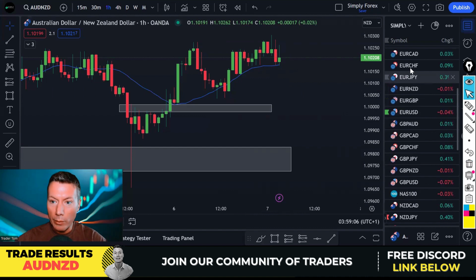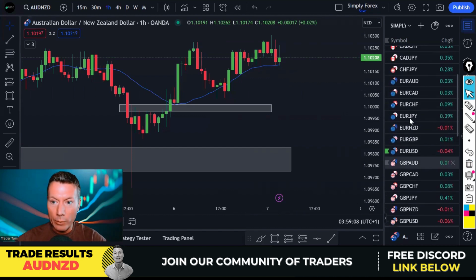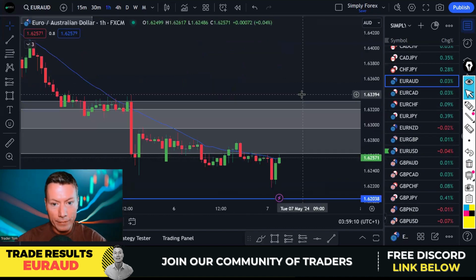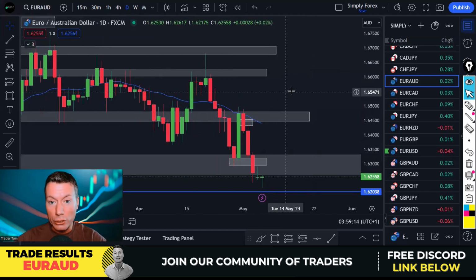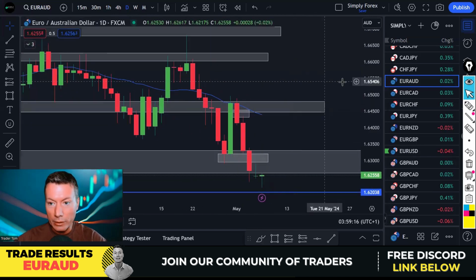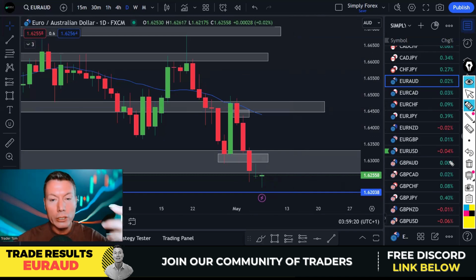I was also looking at Euro Aussie dollar, because if you remember rightly, we were looking at Aussie dollar strength. And this one just wasn't as good a setup as Aussie dollar, New Zealand dollar. Because they're all highly correlated, they're all Aussie dollar strength, so I just chose the best one that gave me the best setup.